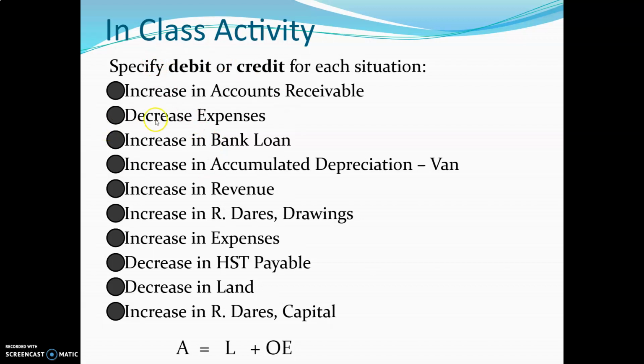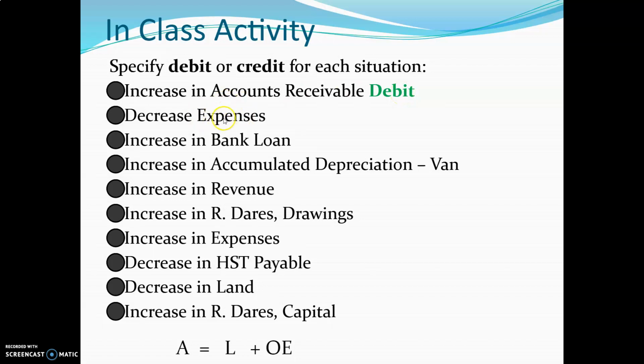So here's a quick little activity that we'll do as a class, and I again encourage you to pause the video at this point and see if you can do this on your own. We want to specify debit or credit for each situation. For example, is an increase in accounts receivable a debit or a credit? Well, we should already know at this point from BAF 3M, the Accounting Grade 11 course, that this is in fact an asset, and it is increasing through a debit.